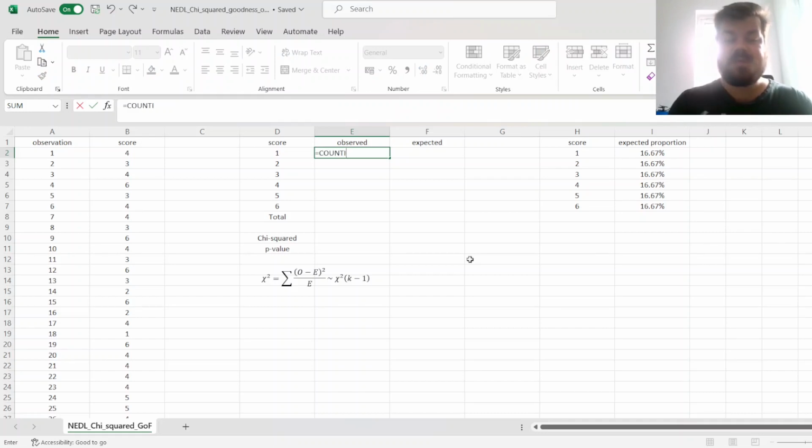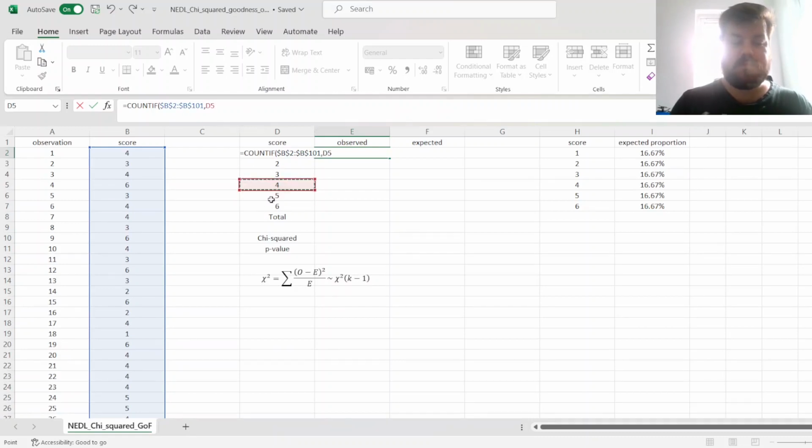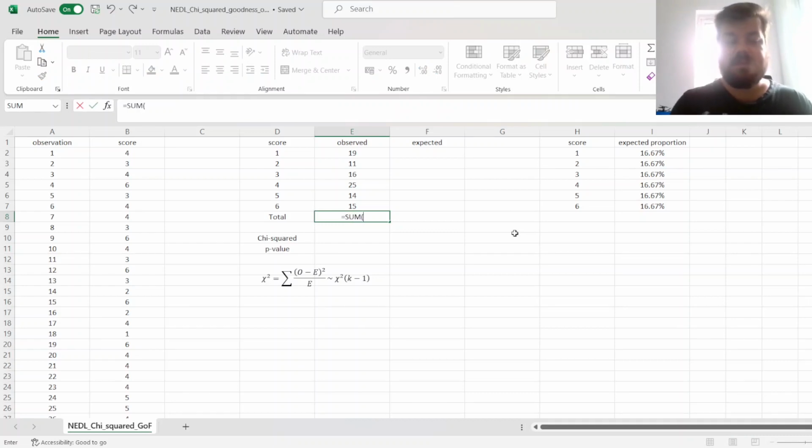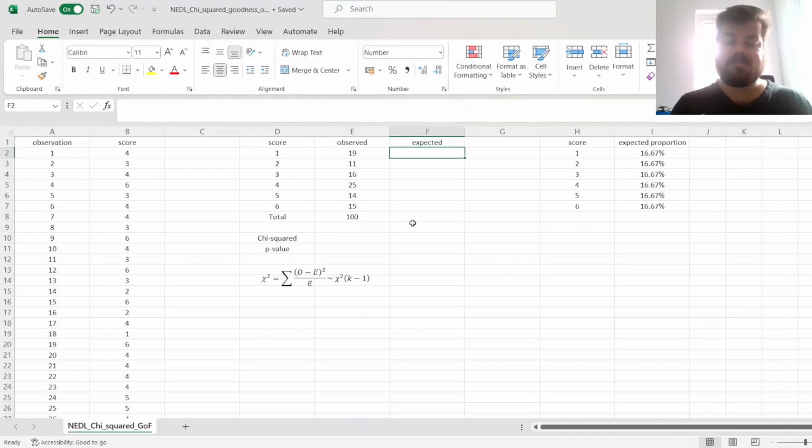For that, we can use the COUNTIF function, referred to the column of scores, and count 1s, 2s, 3s, 4s, 5s, and 6s that we have obtained. Then sum them all up, double checking that we've got 100 in total indeed, haven't missed anything.